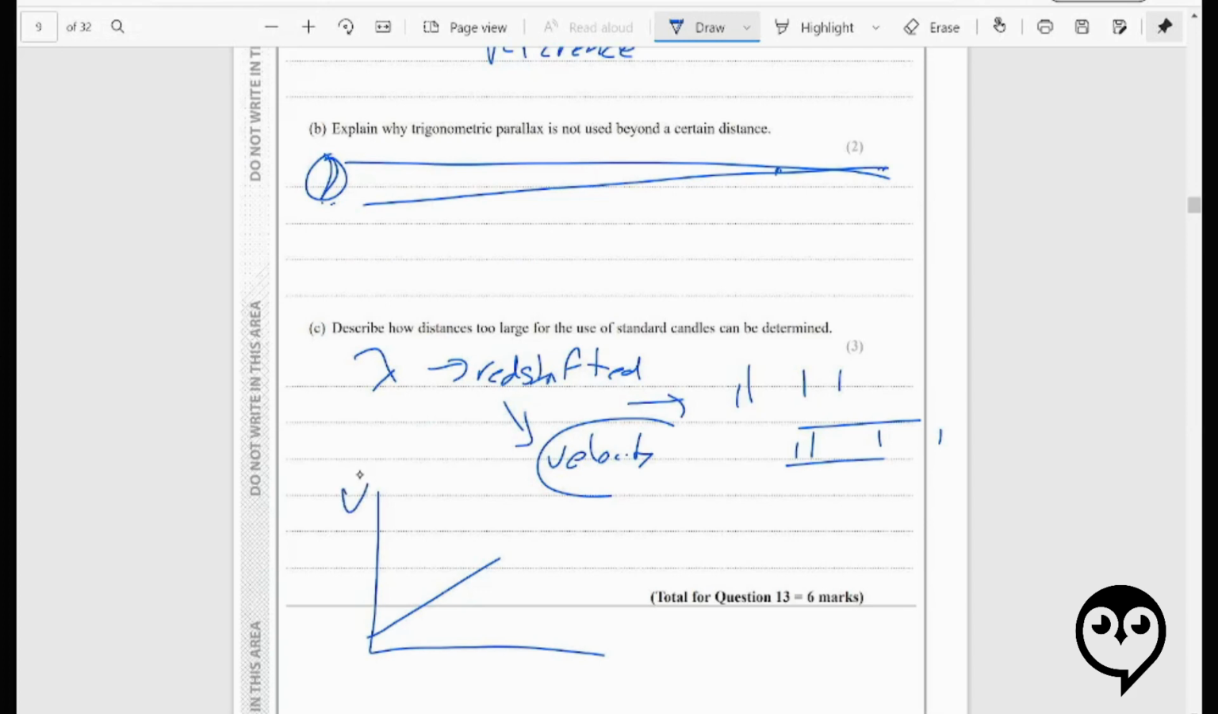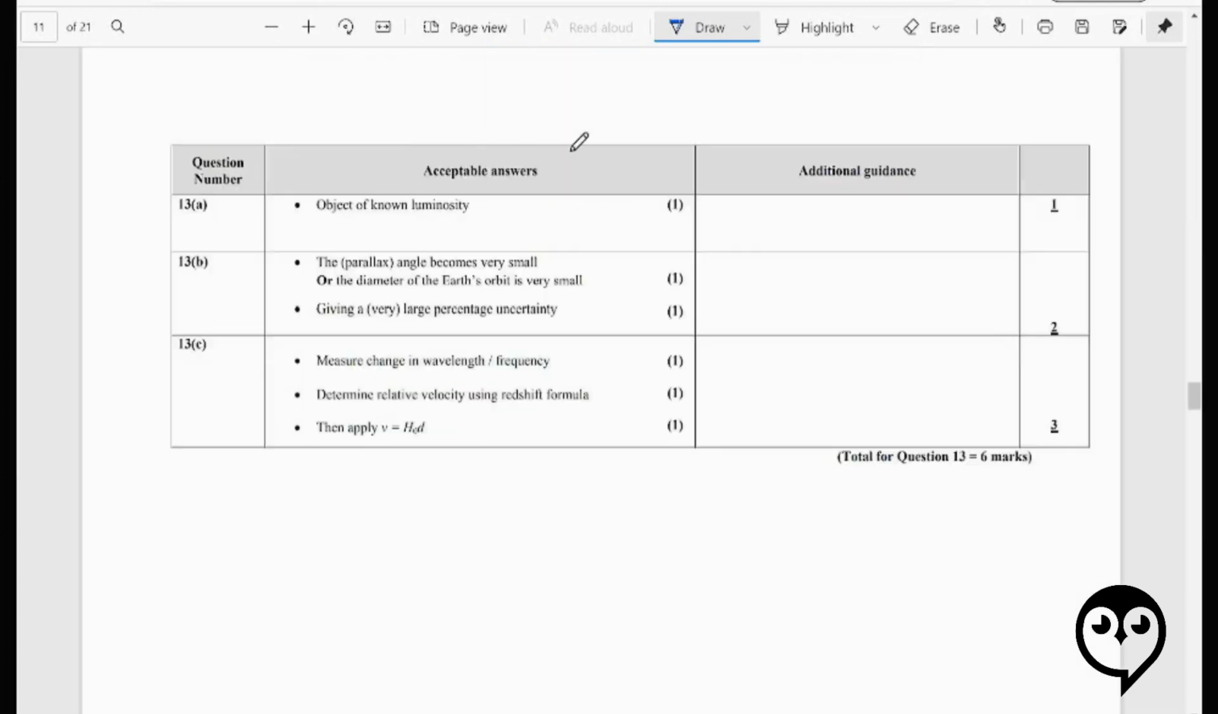Okay, so if we've got velocity versus distance, there's a graph here, and don't we have a formula? Here's our Hubble constant, and that's how we would calculate the distance from that using the Hubble constant. Okay, so it's a pretty straightforward 6-mark question.